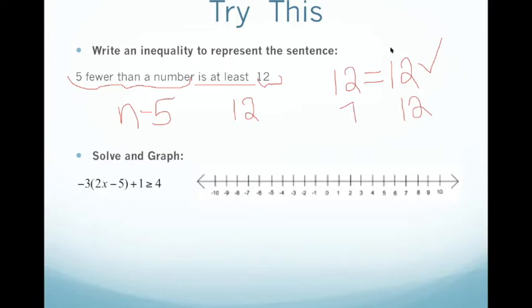No, that doesn't work. 7 is less than 12, so less than is not going to work for this inequality. And then we'll pick another number. So we tried a number that's smaller than 12. We tried 12. Let's try a number that's bigger than 12.